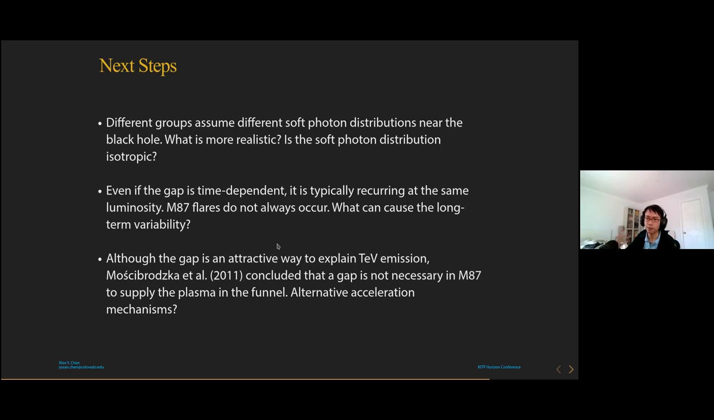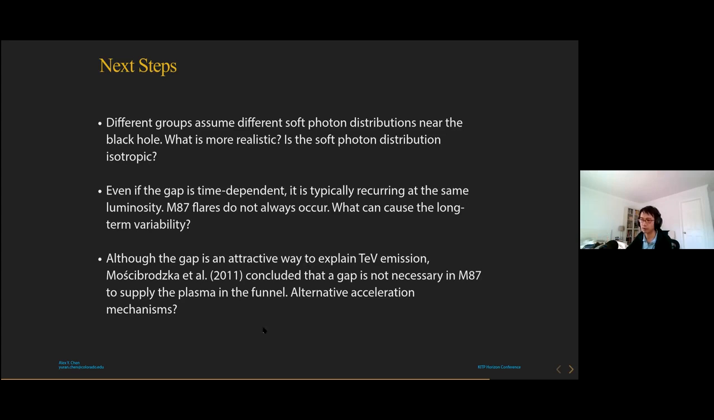But moving back, we're pretty sure that the gap should be time dependent, but it always recurs. So this is not the kind of year-to-year variability that MAGIC and H.E.S.S. have seen. There are quiet years, and there are brighter years. This cannot be explained by this local thing. So we don't know what caused this long-term variability in the TeV emission, even if the gap itself is variable.